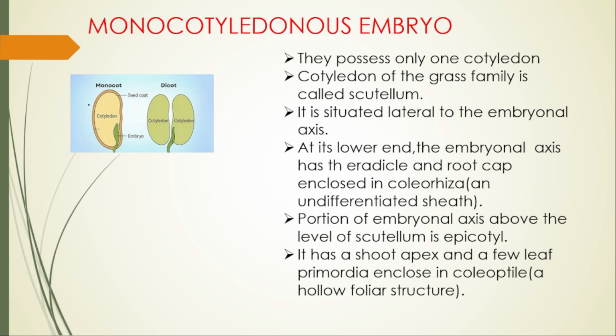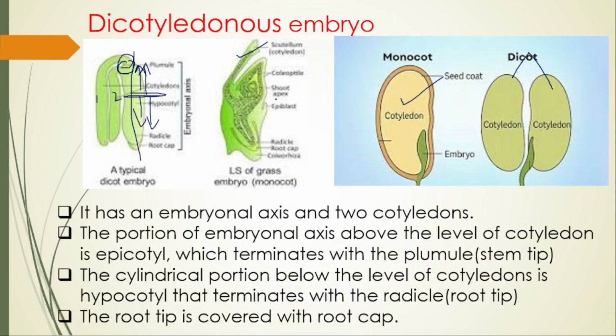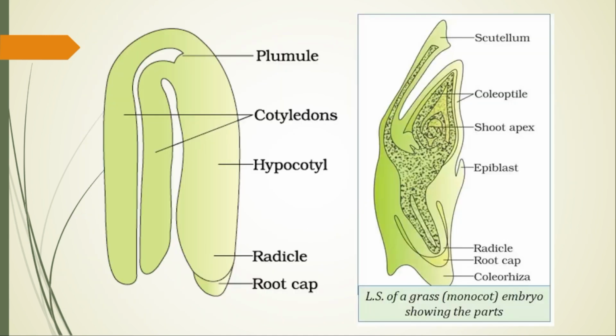Cotyledon of the grass family is called scutellum. Here, see, scutellum, this is given, actually the image is blurred. Give me a minute. Okay, so let me explain in detail the dicotyledonous embryo. So this is the clear image of the dicotyledonous embryo. Sorry for that, the image was not that clear.